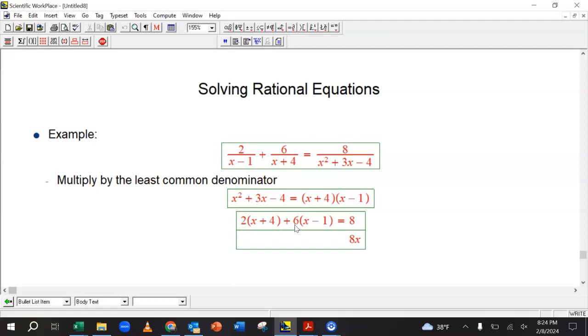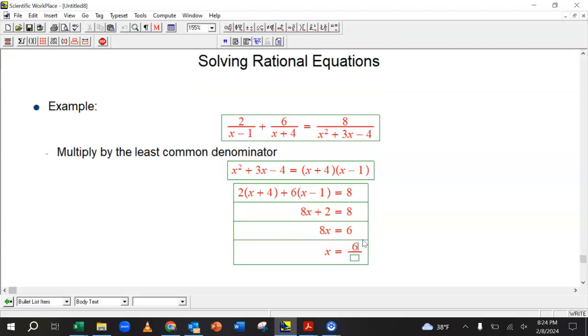So we're going to get 2x plus 6 is 8x plus 8 minus 6, is 2 plus 8, yeah, equals 8. 8x equals 6. X equals 6/8 or 3/4.